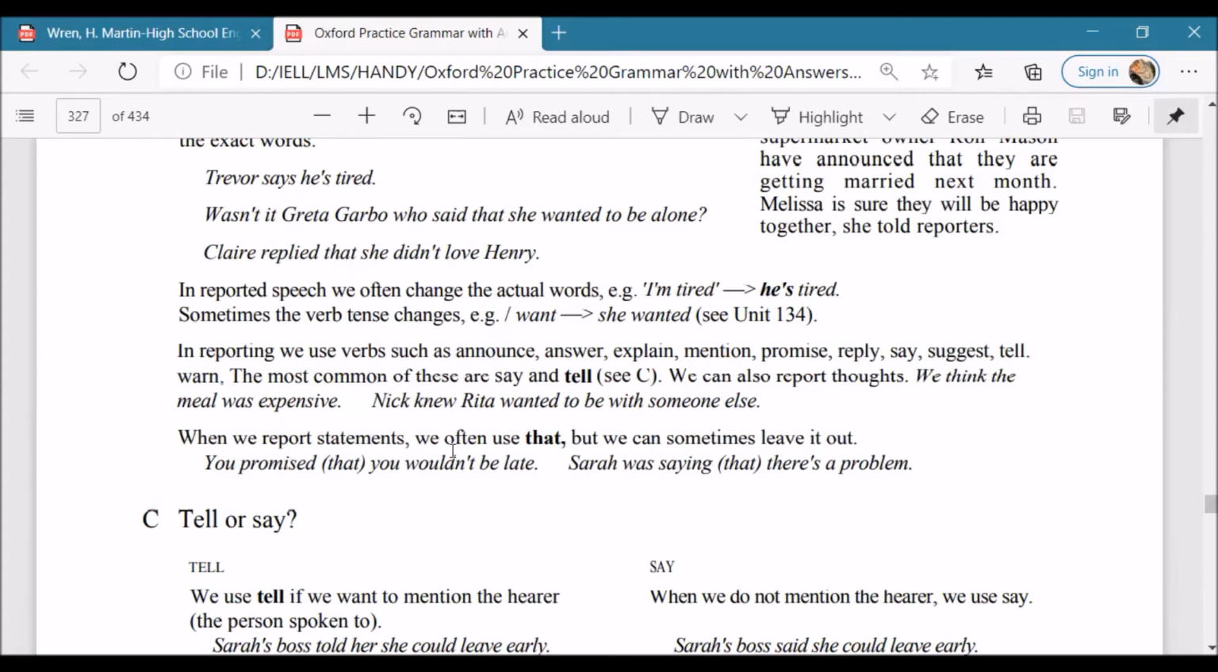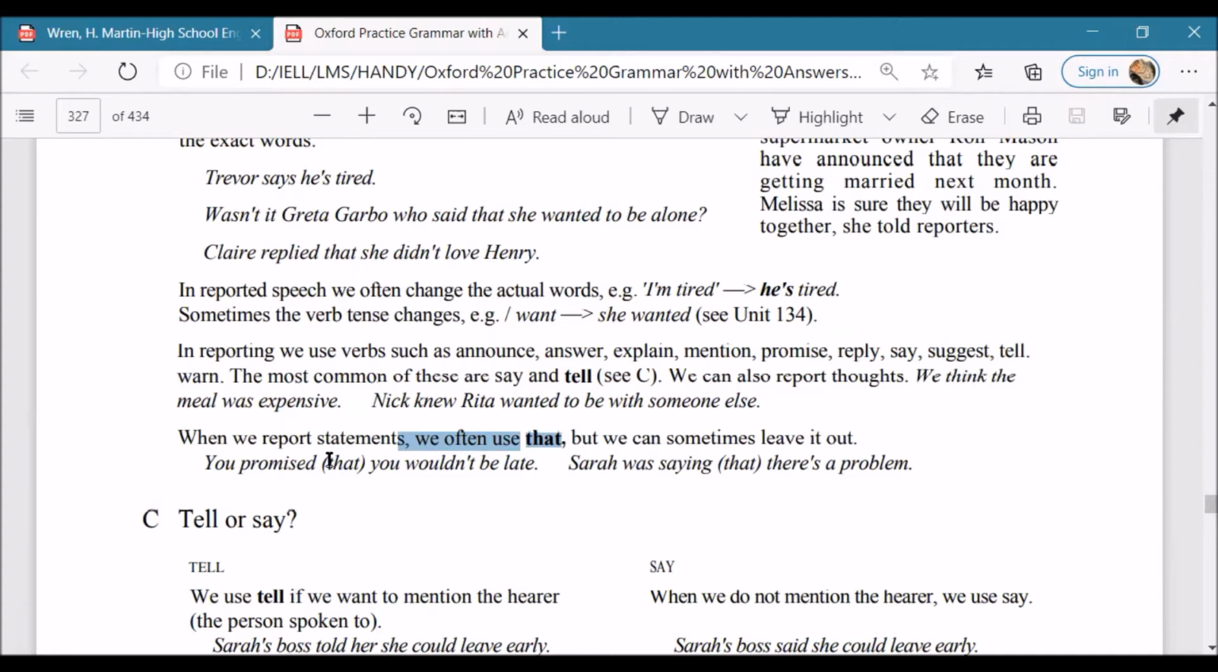We can report statements. We often use that, but we can sometimes leave it out. Oftentimes you are told that whenever you're omitting quotation marks, you have to put that in that place. Okay, so we often use this word that, but we can omit it sometimes as well, as it is shown in brackets. So that doesn't mean that it is not as important.